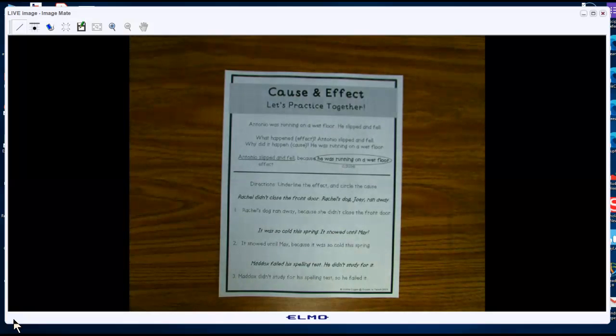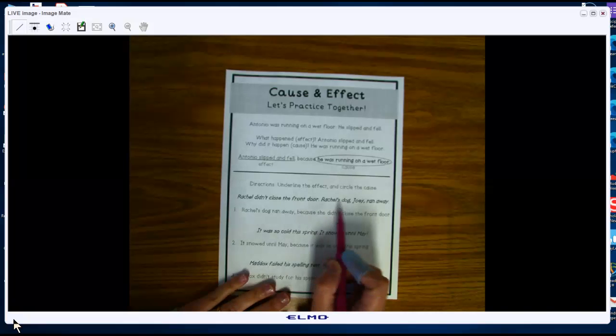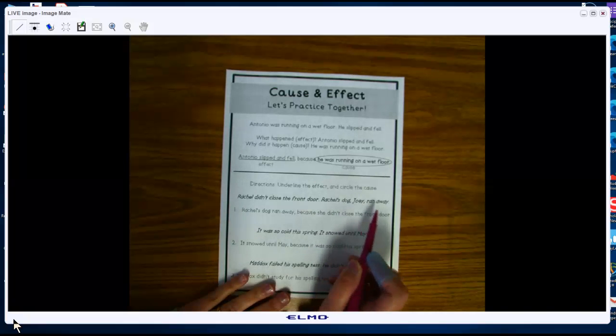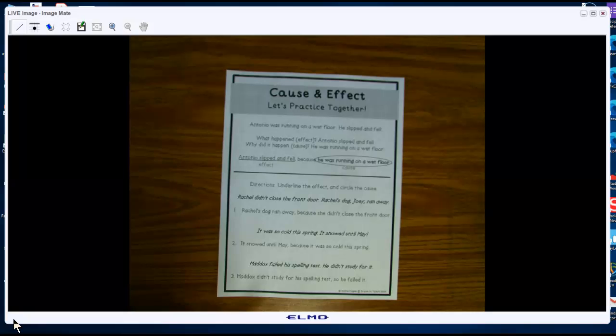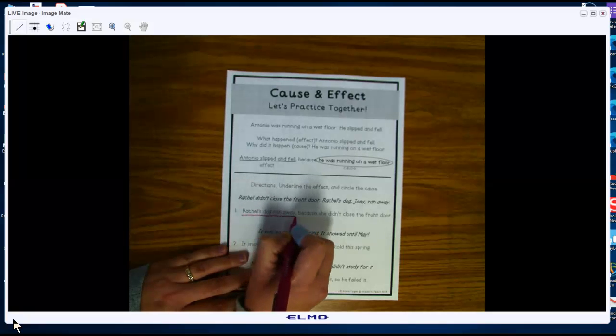So we're just going to practice this on these three all together. So Rachel didn't close the front door. Rachel's dog, Joey, ran away. So what happened? What was the effect? What happened, Kate? Yeah, Rachel's dog ran away. Let's underline that. That's what happened.